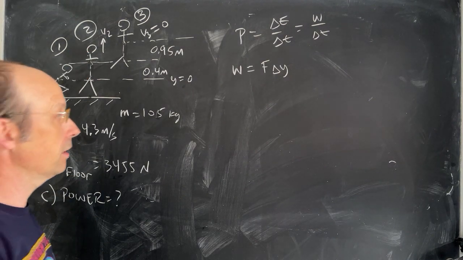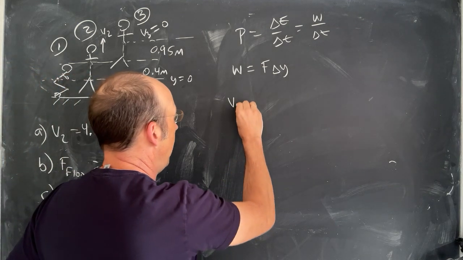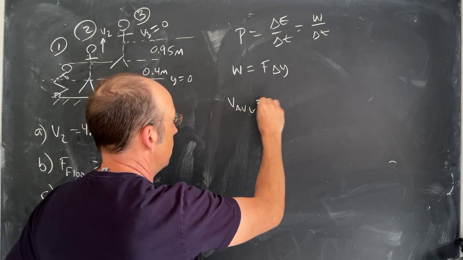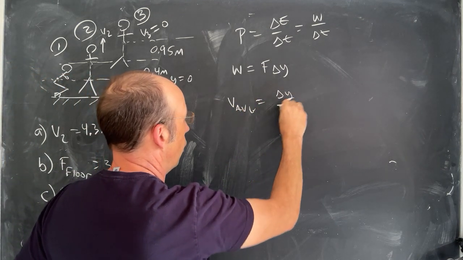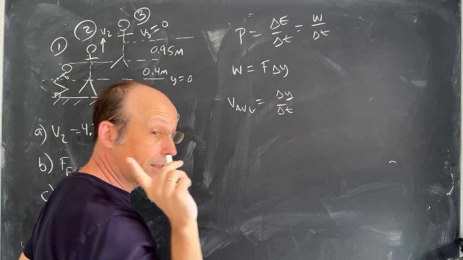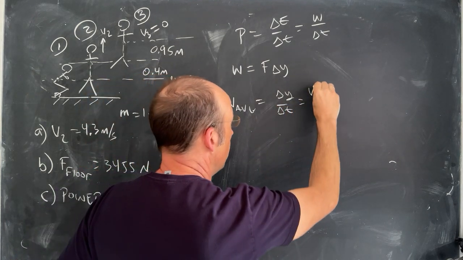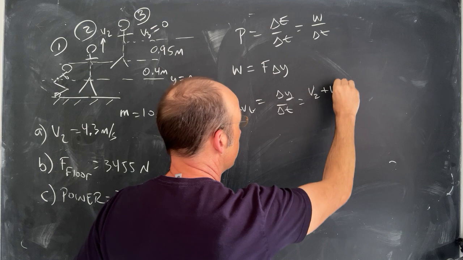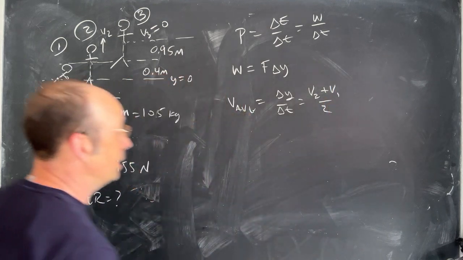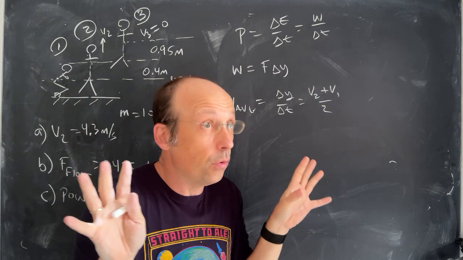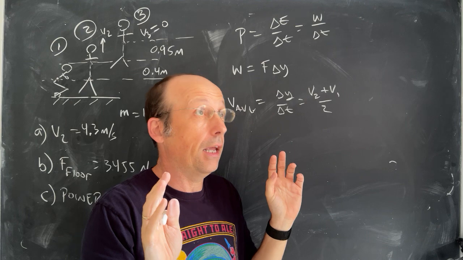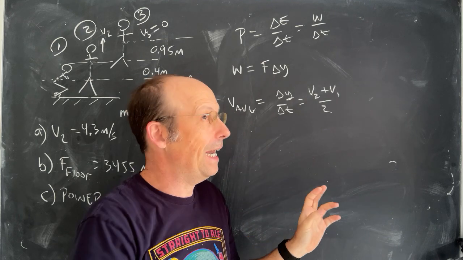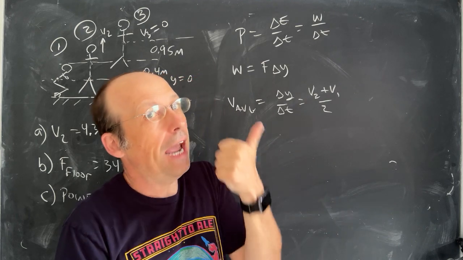We know the distance. So let's say V average in the Y direction is delta Y over delta T. And let's also say this is equal to V2 plus V1 over 2. It's the average. Now that's not true. The person probably is not moving at a constant rate of change. You can't actually do this, but you can. It will give you the average though.